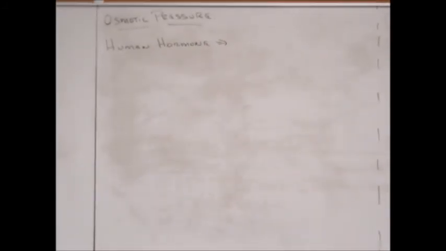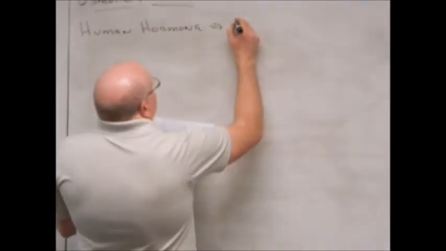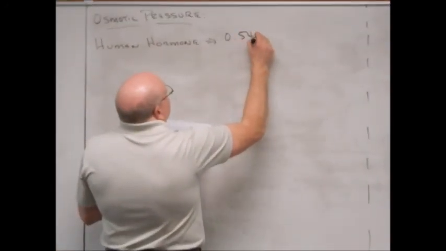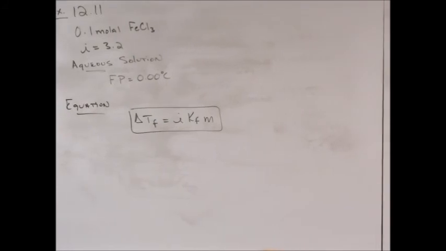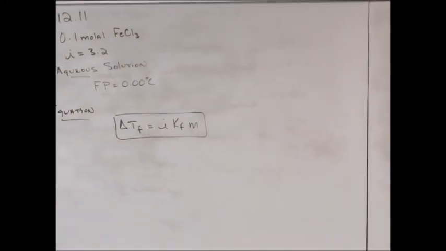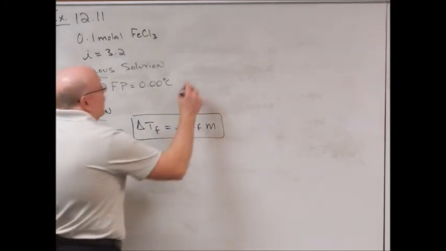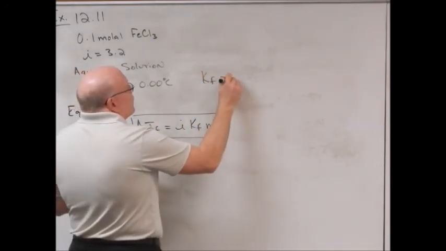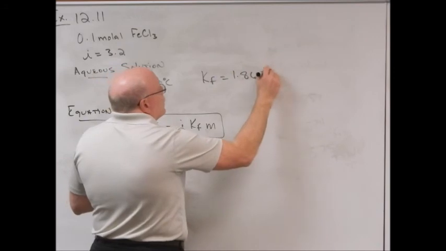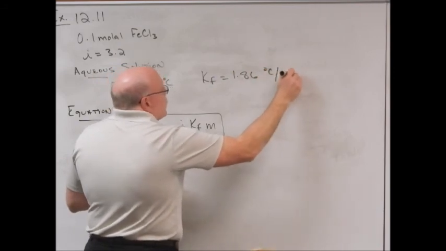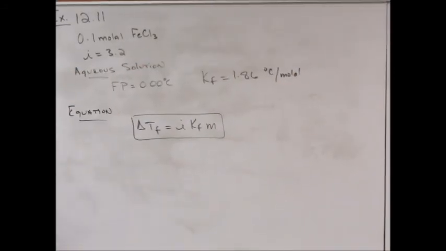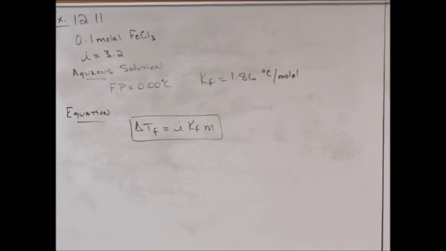The sample of the human hormone that was collected was 0.546 grams. Finally, the KF value that we could look up. Because we're dealing with water, the water is the key. This is the KF value for water. When we looked it up earlier, it was 1.86 degrees centigrade per mole.